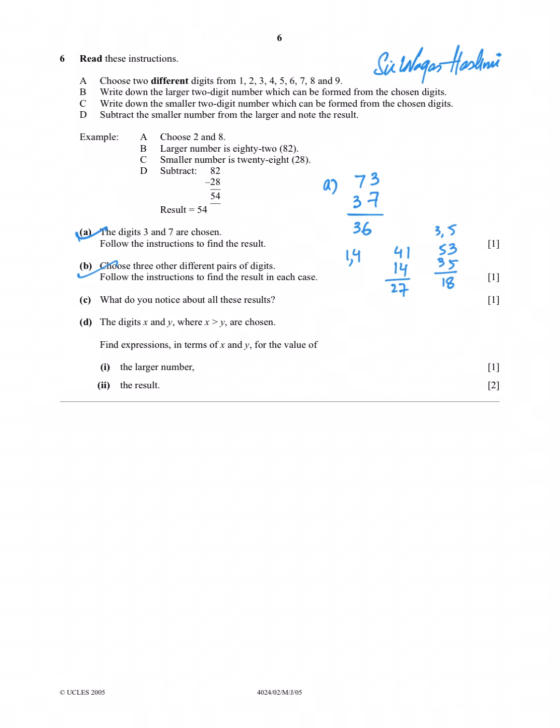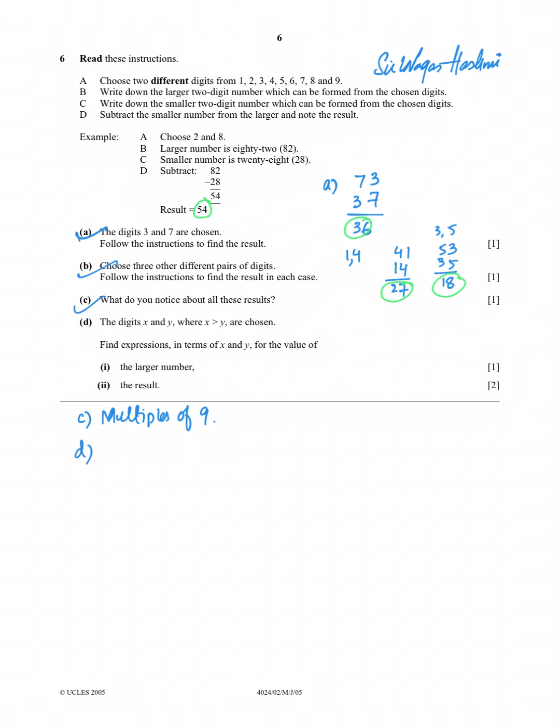Alright. Now in part C, it says what do you notice about all these results. So let me highlight the results for you. Results are 54, 36, 27 and 18. So if you observe that, these all are multiples of 9. So what do you observe? So for part C, they all are multiples of 9. That is the relation in all these results.